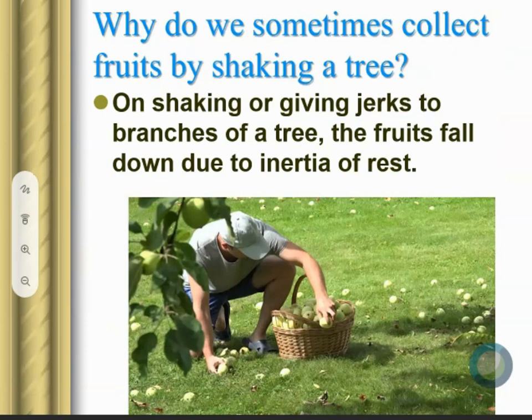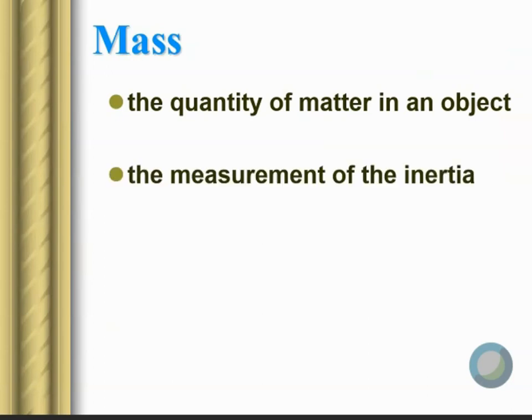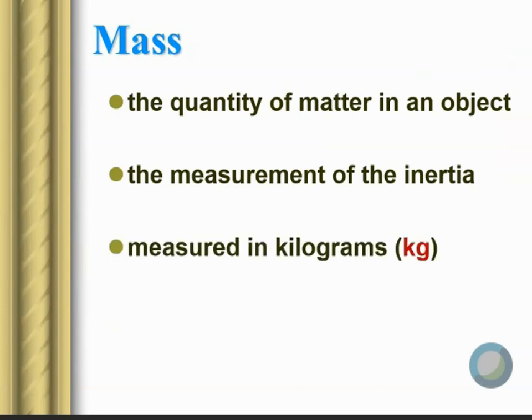So by shaking a tree, sometimes we can get fruits and collect them quickly instead of mechanical plucking. Now, what is mass? Mass is the quantity of matter present in an object. We would like to have some simple ideas with that, and then the measurement of inertia also. If the mass of the body is more, then inertia is more. You should then have more force to change its state of rest or motion. So the measurement of inertia also depends on mass.